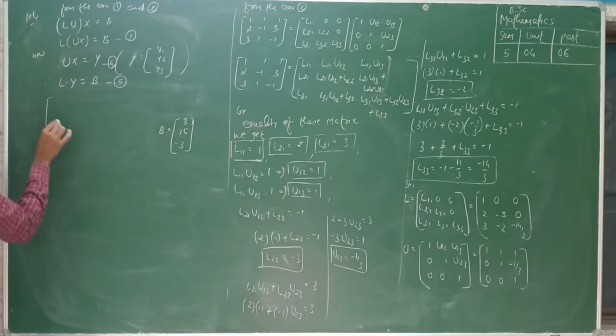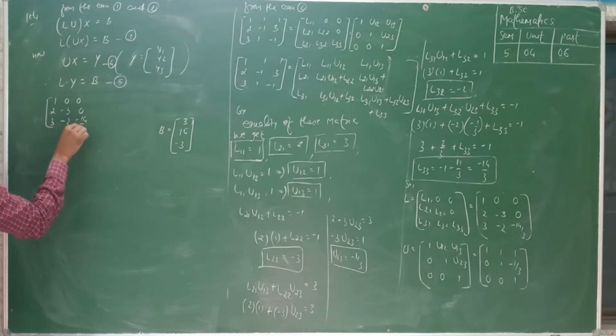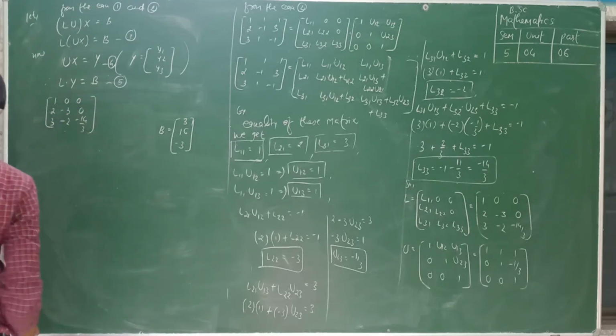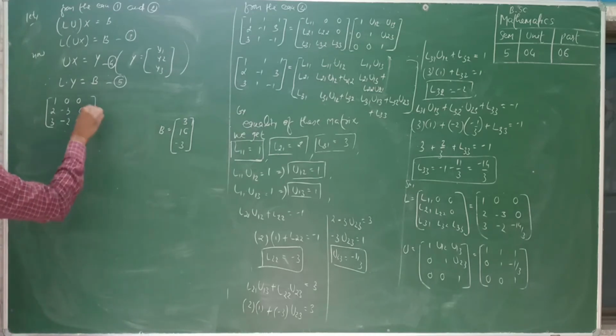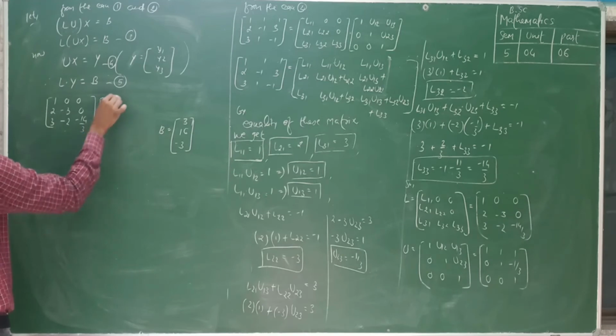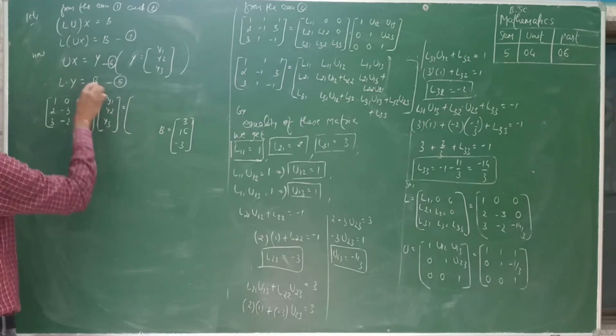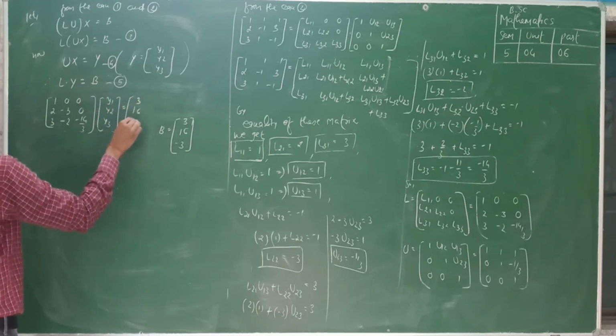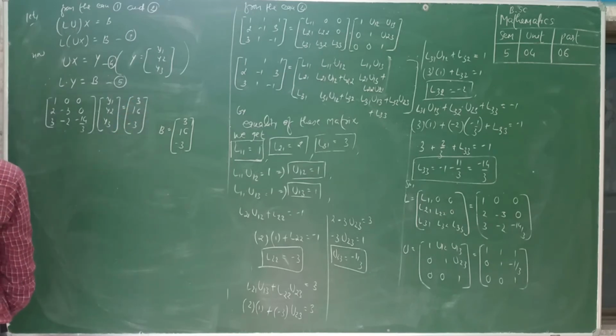So what is the value of the matrix L? L means 1 0 0, 2 minus 3 0, and 3 minus 2 minus 14 upon 3, into y. That means y1, y2 and y3 is equal to b, that means 3, 16 and minus 3.